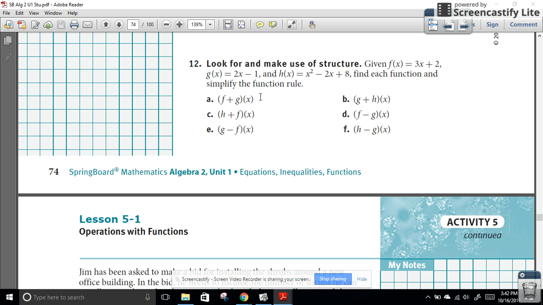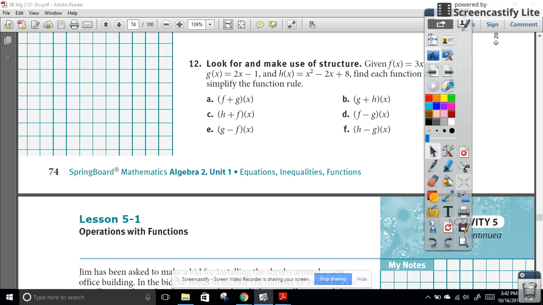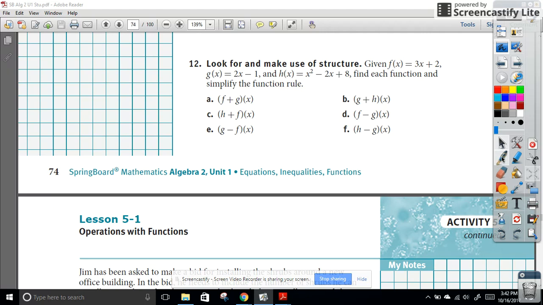And when we are adding functions together, we are simply combining the like terms for the functions. So let's use the blue color. Because of 12a, they want me to use this function and this function, and they just want me to add them together. I'm probably going to run out of room, so I'm going to come over here and write, this is number 12a. Okay, they want me to write f plus g of x.